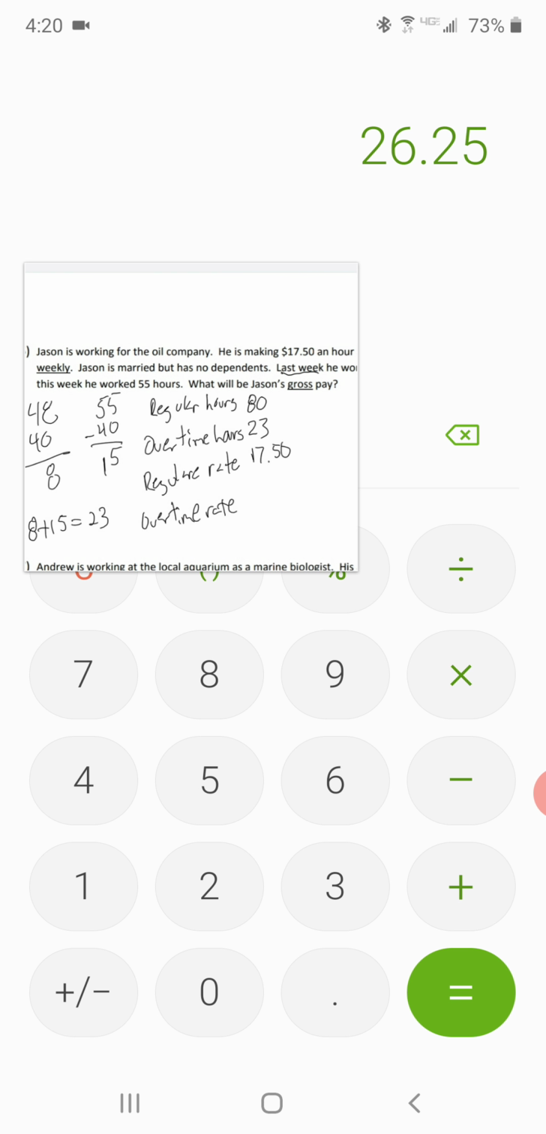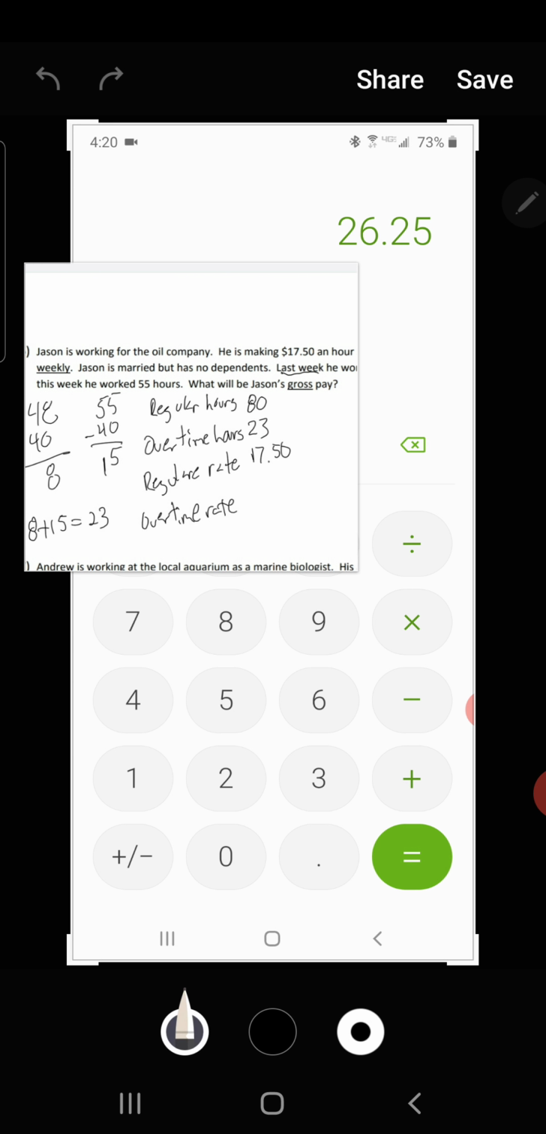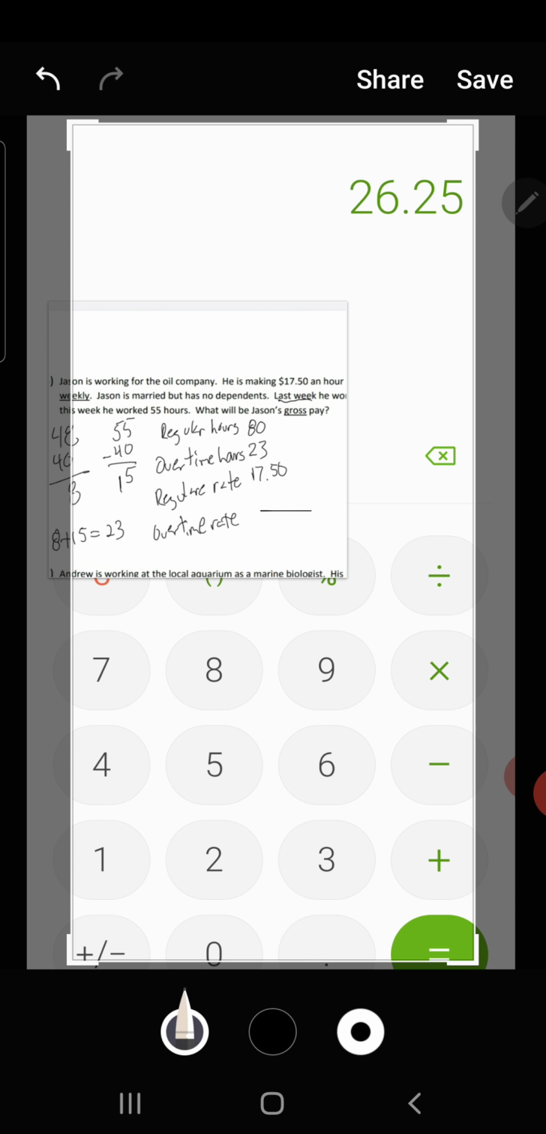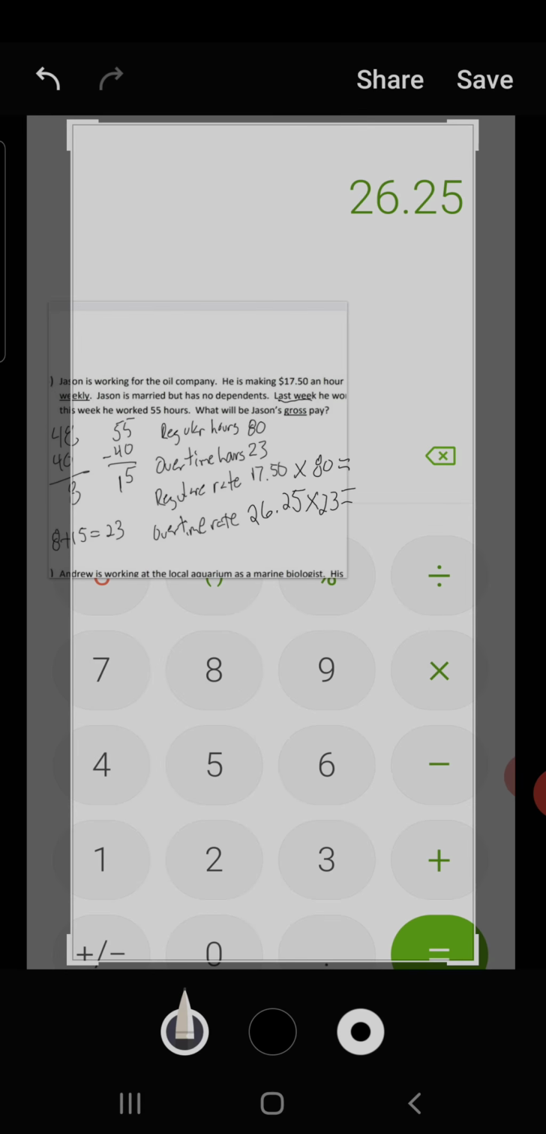Give this a second. Almost there. Let's get rid of this one real quick. So let's see here. 26.25. All right. So now to find the regular amount of pay that he gets, he's going to take the $17.50, his regular pay rate, multiply that by the number of regular hours he worked, and overtime rate. Of course, we're going to take the $26.25, his overtime rate, times how many overtime hours he worked, 23. Okay. Let's take this over to the calculator real quick.